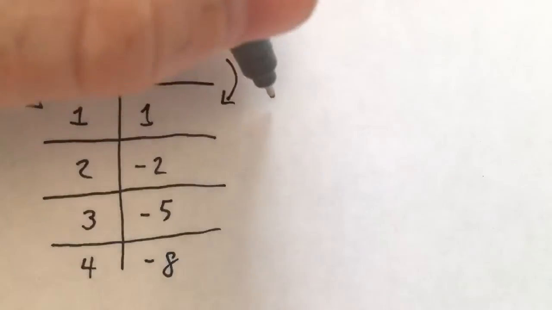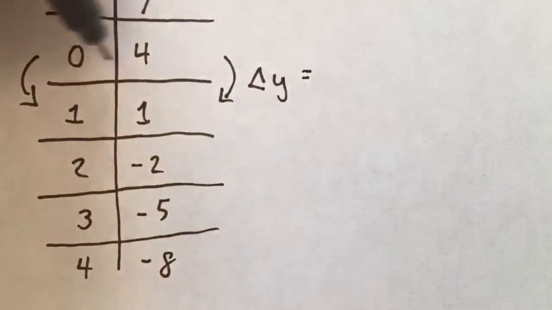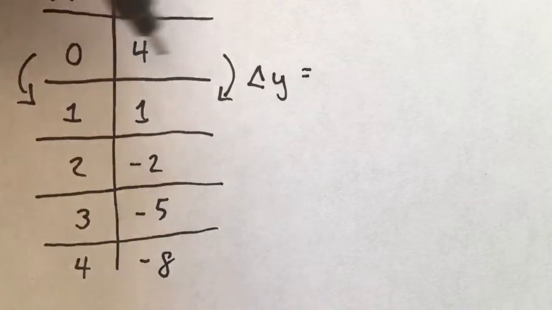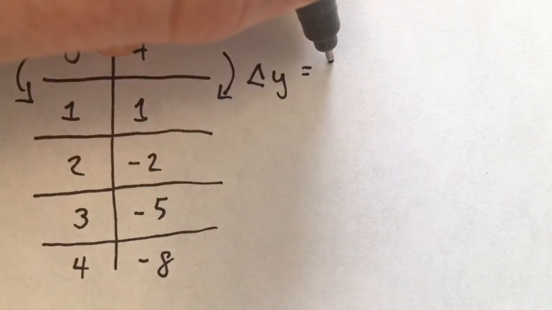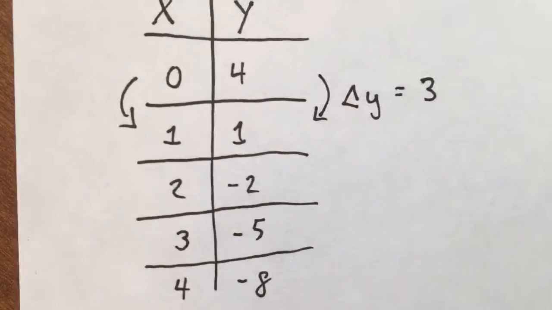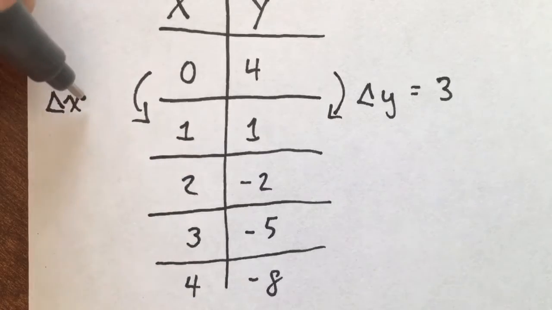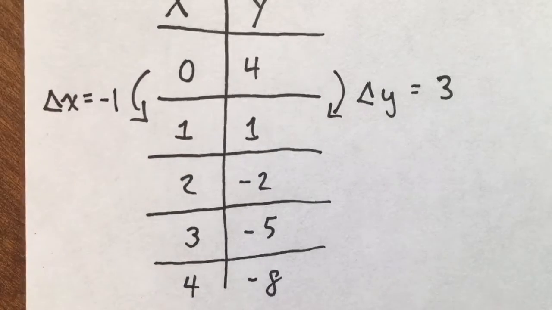Just for ease here, let's use the first 2 values to make our comparisons on both sides. So if I look at the change in y over here, 4 minus 1 would give us 3. And then if I look at my delta x value over here on this side, 0 minus 1 gives me negative 1.